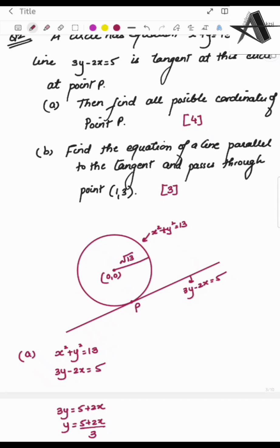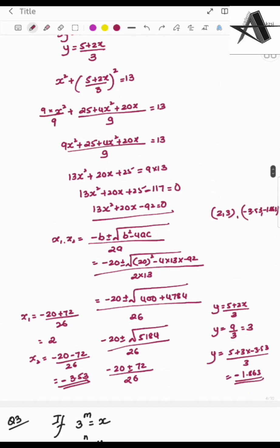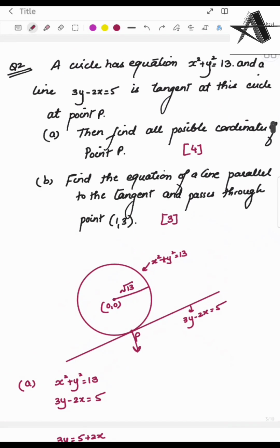Now the question is how we can get two different coordinates. I can get either like this or I can get either like this as well, right? So these will be two possible coordinates. Now let me move on to part B. Find the equation of a line parallel to the tangent and passes through the point 1, 3. This is an important thing because I don't have the space remaining here and question 3 is right just below. So I'm solving it right here.